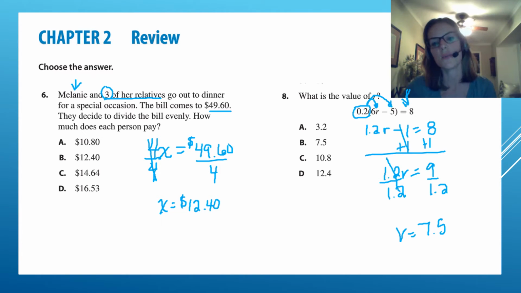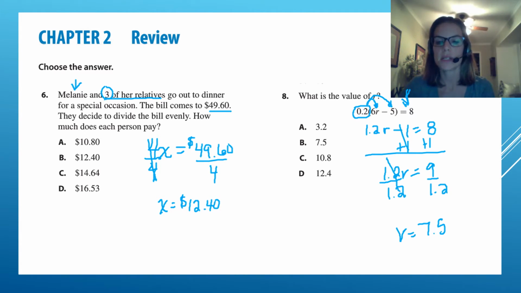So we're going to say 0.2 times 6r is going to give us 1.2r. And I'm going to use my subtraction sign, and I have 0.2 times 5 is going to give me 1.0, or just 1, and that's going to equal 8.